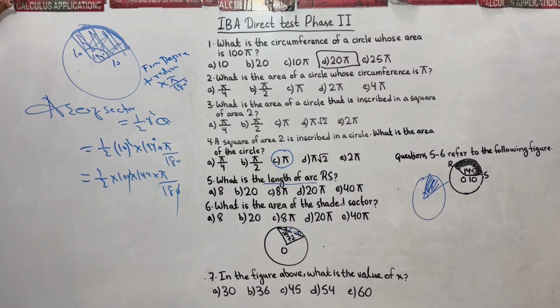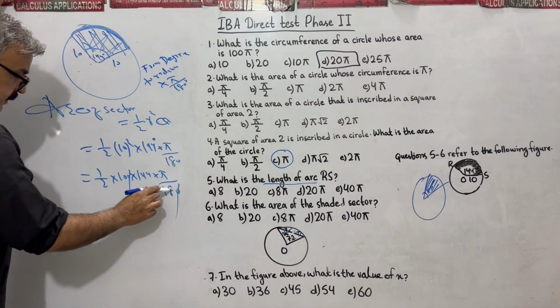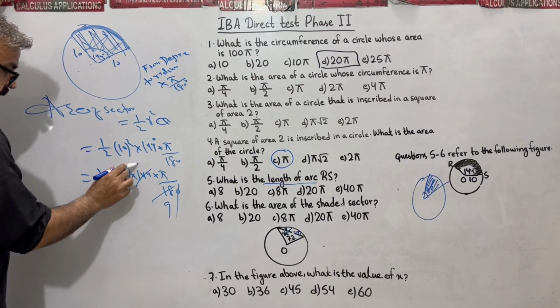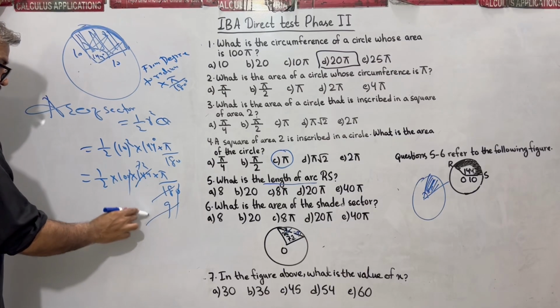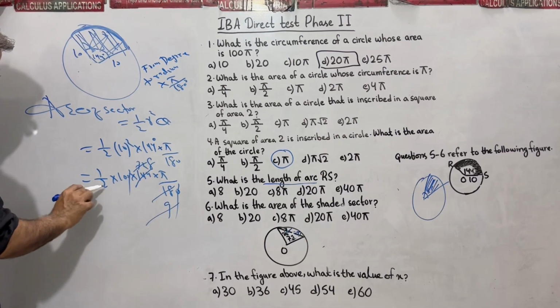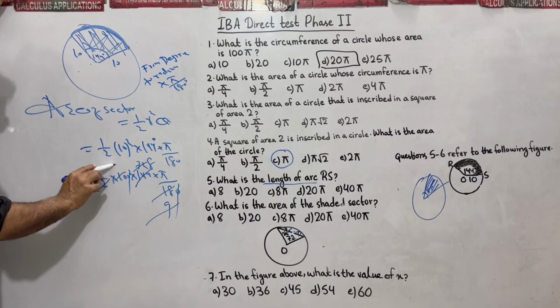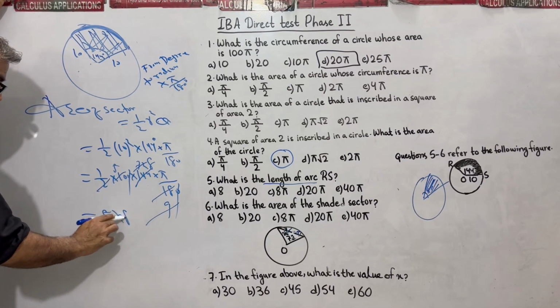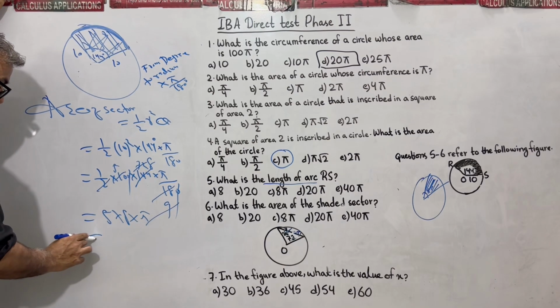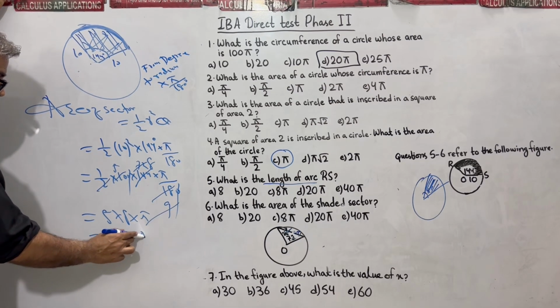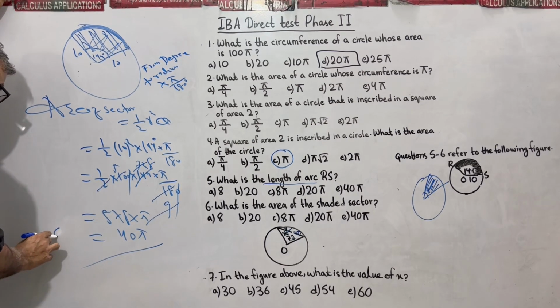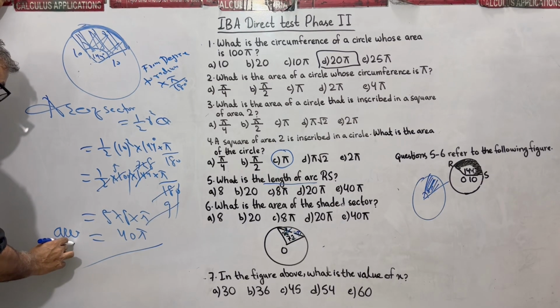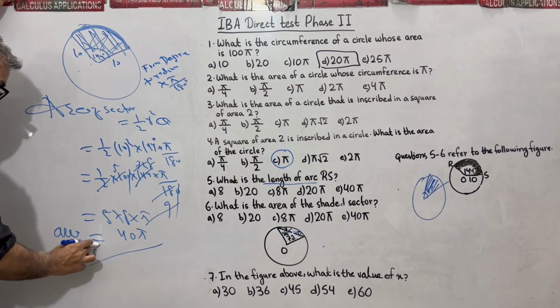A bit of calculation, cancelling out. Applying the table of 2, 9 times here, 72 times. Applying the table of 9, 8 9s are 72. And here 2 5s are 10. I have 5 into 8 into pi, which is 40 pi square units. That is the area of the sector.